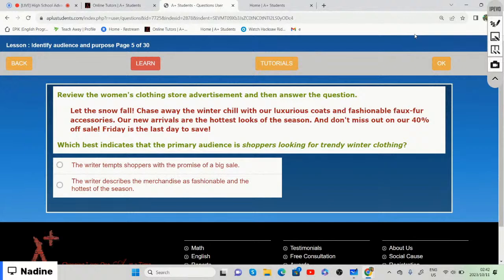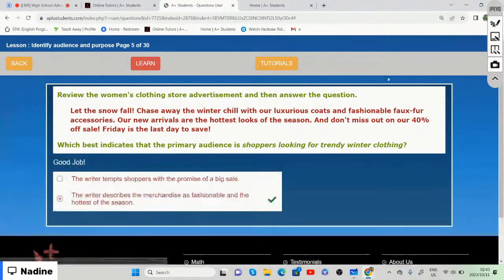So now we need to say which base indicates that the primary audience is shoppers looking for trendy winter clothes. Is it the winter theme with the prompt of a big sale? Or the writer describes the merchandise as fashionable and the hottest of the season? Yes.